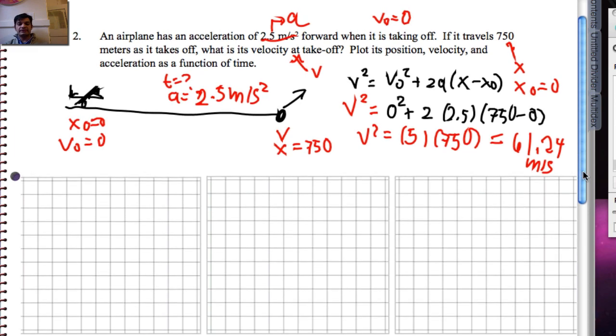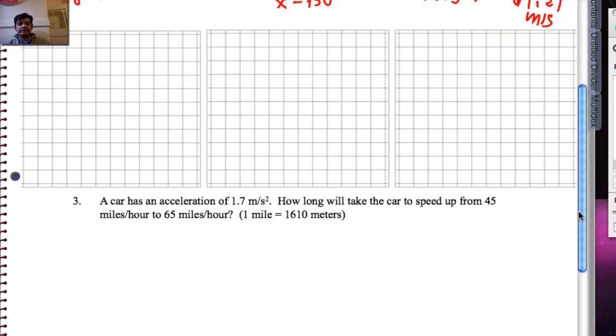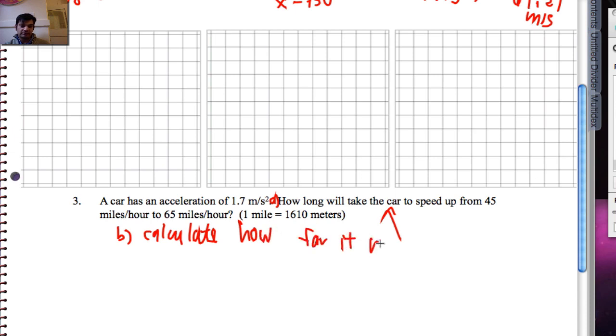I'm actually going to let you figure out which one this is. So I think what we'll do for your quiz for Monday is we're going to do this question. And what I'm going to add to it is to calculate how far it travels in that part of the trip, or however you want to say it. I want to figure out how far it travels going from 45 to 65 miles an hour, as well as the time. So that'll be your quiz.